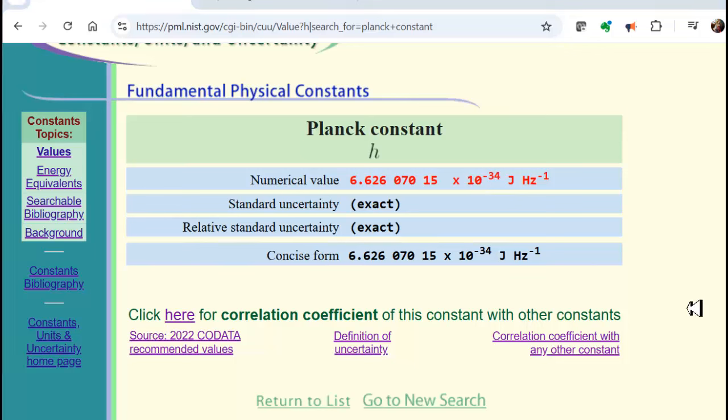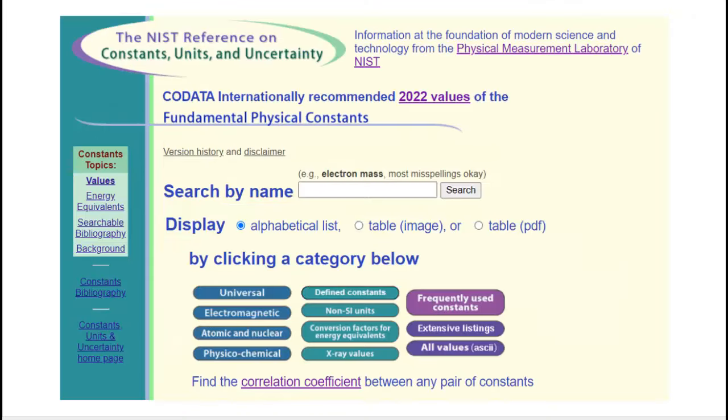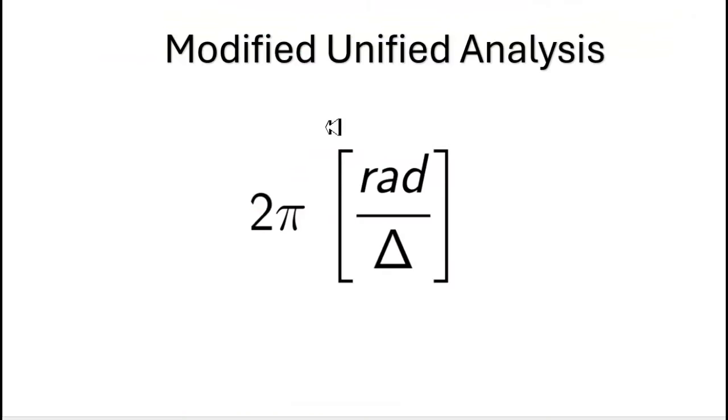So I found a few discrepancies in the NIST standard, which is one of the reasons why I started doing modified unit analysis, because I found some strange things, which I've talked about before, but I think I can explain it better now than when I presented this before, using my new tools that I've developed. And so first I just want to do a quick review of modified unit analysis.